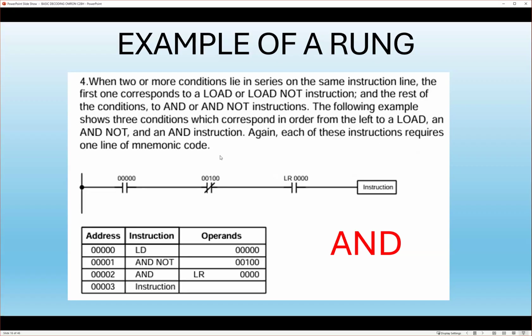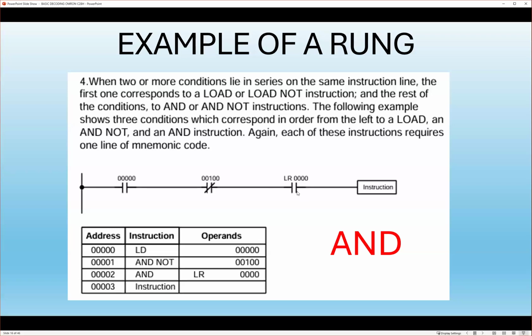Again, each of these instructions requires 1 line of mnemonic code. So let's look at it again. We're starting at address 0, which is the very first part of our program. We're loading 0. Now that's normally open, just LD, load normally open. Load not would be this, right? So let's start: load 00, and not, which gives us a normally closed instruction 100, and link relay 00.